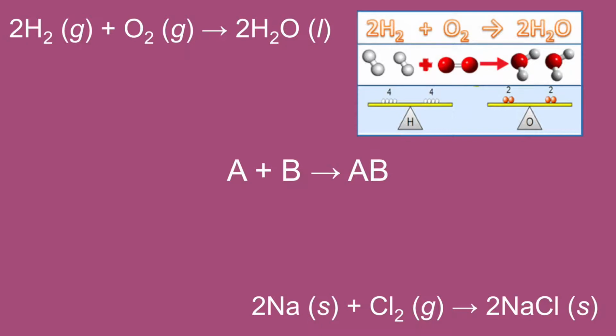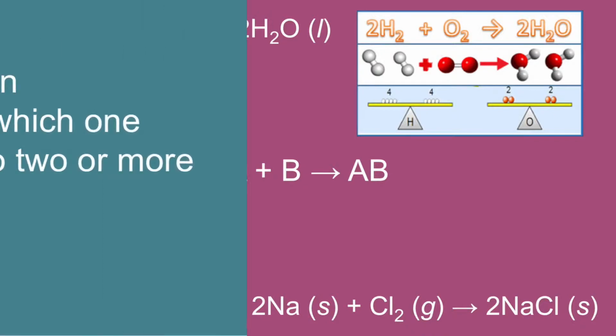In this equation, the letters A and B represent the reactants that begin the reaction, and the letters AB represent the product that is synthesized in the reaction. An example of a synthesis reaction is the combination of hydrogen and oxygen to produce water, or sodium and chloride to produce sodium chloride. The equations for the reactions are shown above.